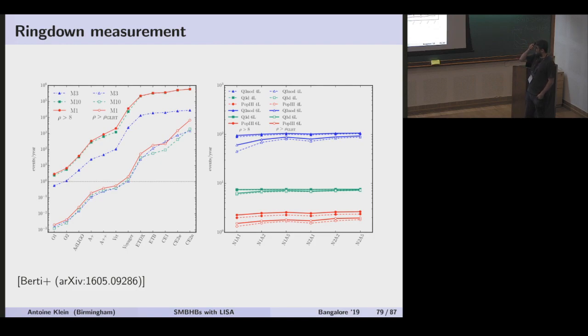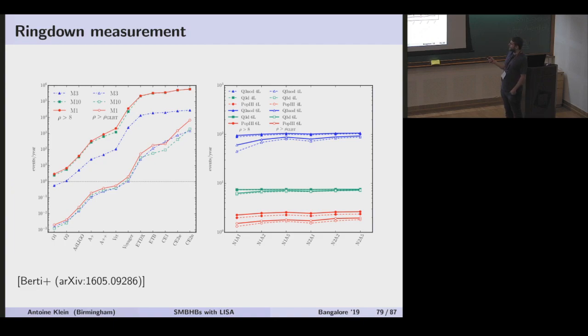So here's what you can do with LISA. LISA is here, compared to different ground-based detectors. You have LIGO O1, O2, Advanced LIGO, A+, etc., up to Cosmic Explorer here.